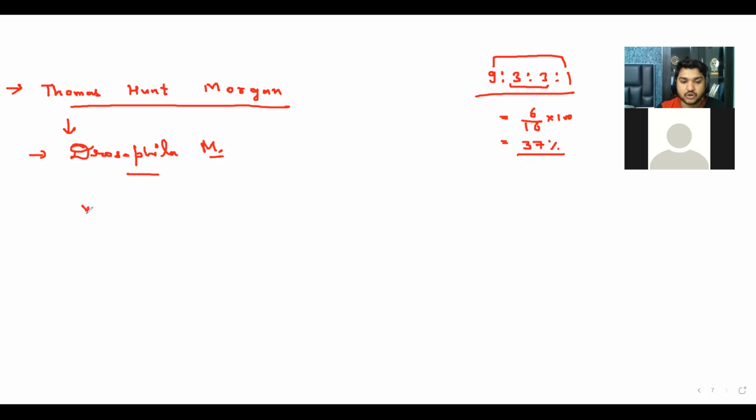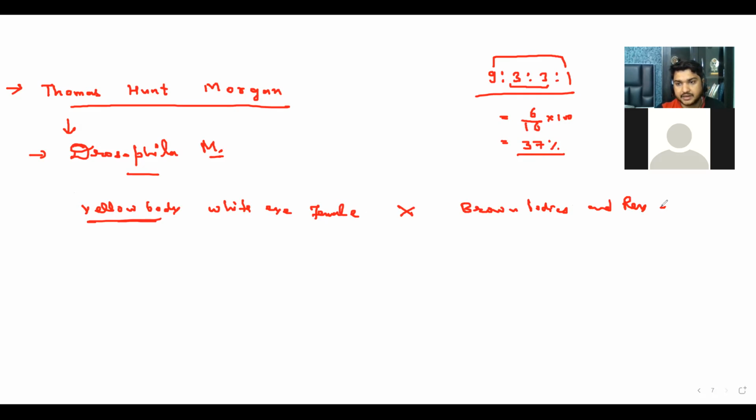So he conducted a cross. He took a yellow body, white eye female, and conducted a cross with a brown body, red eye male. When he conducted the cross, in the first generation and the second generation, do you know what he just saw? He just saw the percentage. 98.7% are parental, and 1.3% is only recombinants.